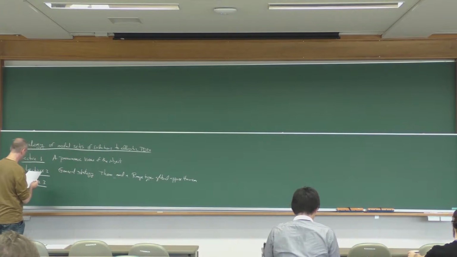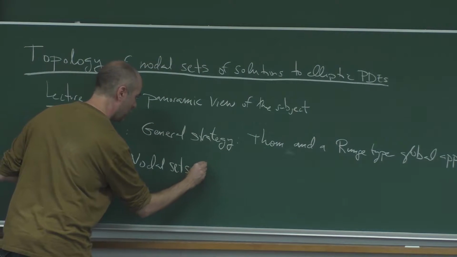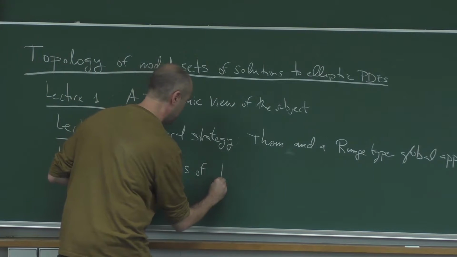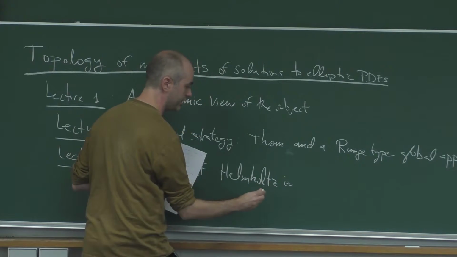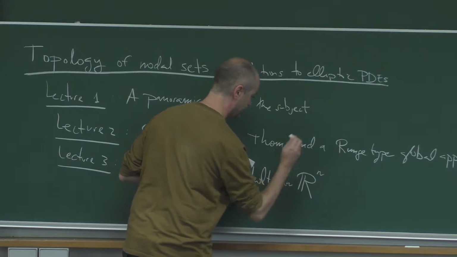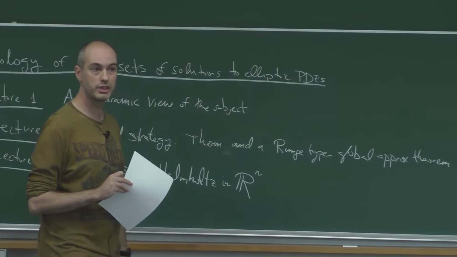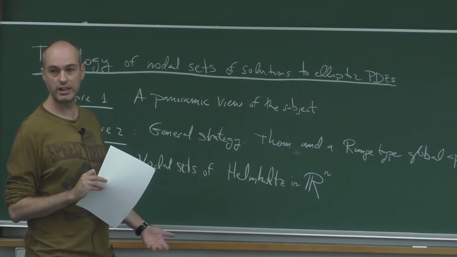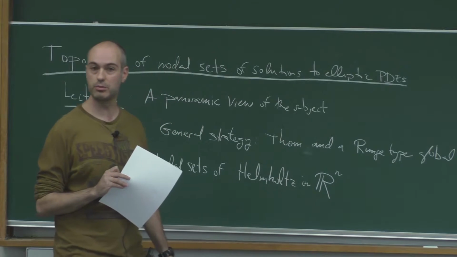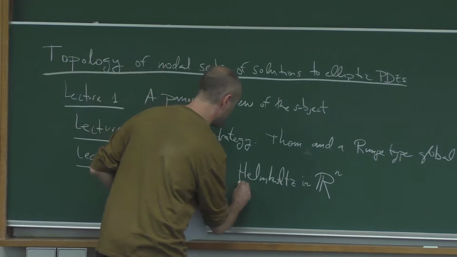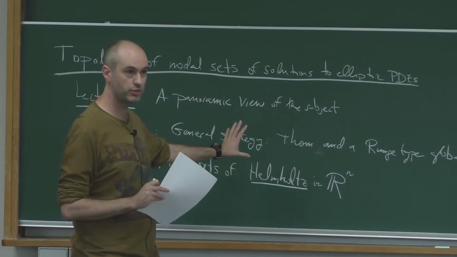In the third lecture, I will talk about nodal sets of solutions to the Helmholtz equation in Euclidean space. And I will use these 2 theorems, Thom and Runge, and the generalization of Runge, to prove a realization theorem for the nodal set of entire solutions of Helmholtz in Euclidean space. And this Helmholtz equation, I will write it in a few minutes, it's the model equation in this lecture series.